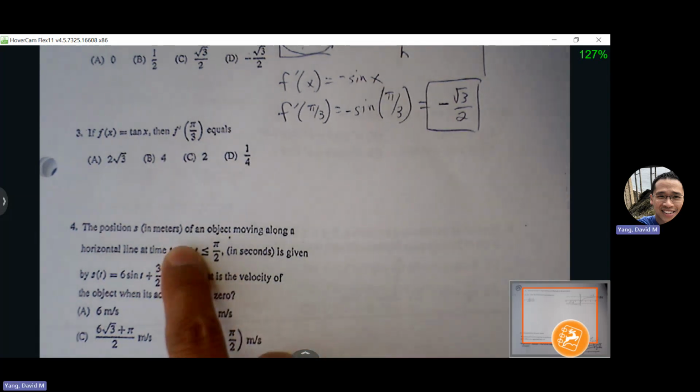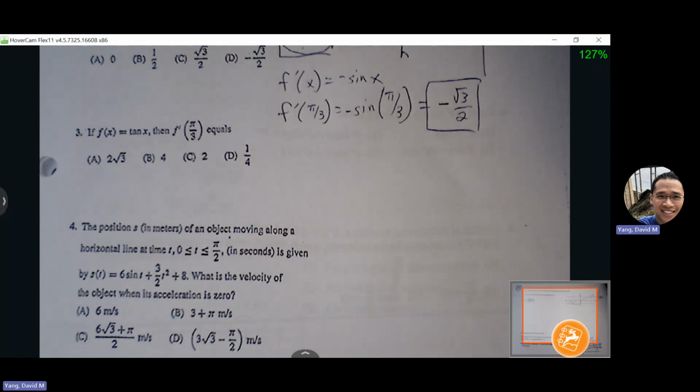And number 4, you see the mention of position, velocity, and acceleration. So those are going to be f of x, f prime, and f double prime in that relationship. The derivative of position is velocity, and the derivative of velocity is acceleration, because acceleration is the rate of change of velocity. So we can find each of the 3 derivatives one after the other.